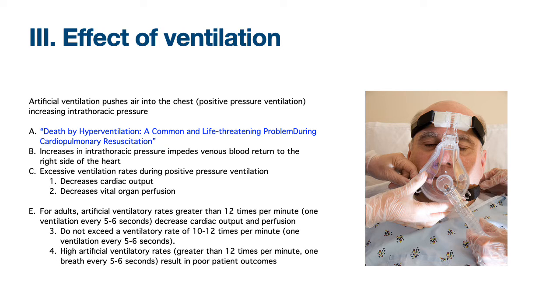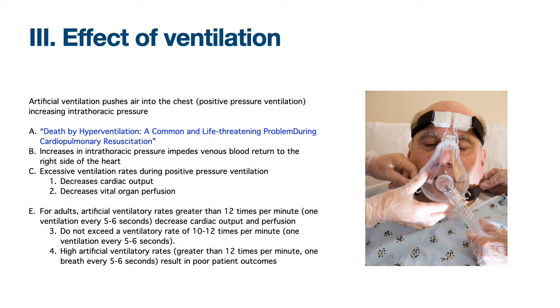Artificial ventilation pushes air into the chest, which is positive pressure ventilation, increasing intrathoracic pressure. Death by hyperventilation is a common and life-threatening problem during cardiopulmonary resuscitation. It increases intrathoracic pressure, which impedes venous blood return to the right side of the heart. Excessive ventilation rates during positive pressure ventilation decrease cardiac output and decrease vital organ perfusion.